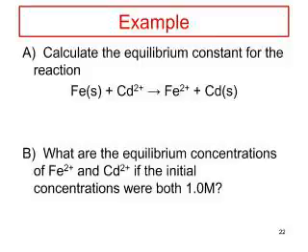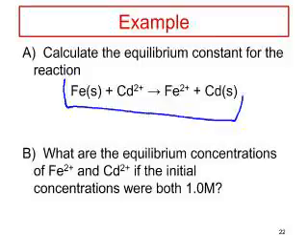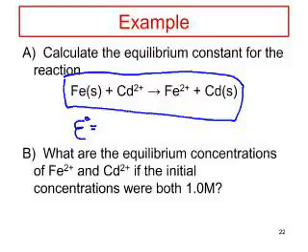Okay, so let's do an example with equilibrium constants and cell potentials. This example is two parts. We're going to calculate the equilibrium constant for this reaction right here. Now, you remember that earlier on in the podcast, we calculated the cell potential for this cell, and we found that the standard potential for that cell is, let me look back at my notes here.